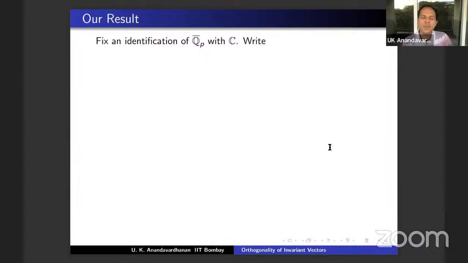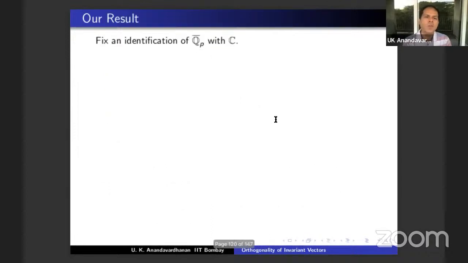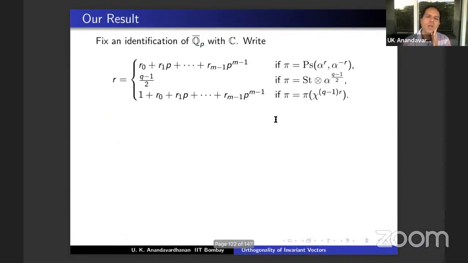And you see there is an R here, right? There is an R in principal series and there is an R in cuspidal, where R is ranging through these things. And you have to write this R with its p-adic expansion. So R is a natural number. R may be 5, 6, 10, 1,000, whatever. You express R in terms of p. And if Q is p power m, at the most p power m minus 1 will come, as you can easily see.